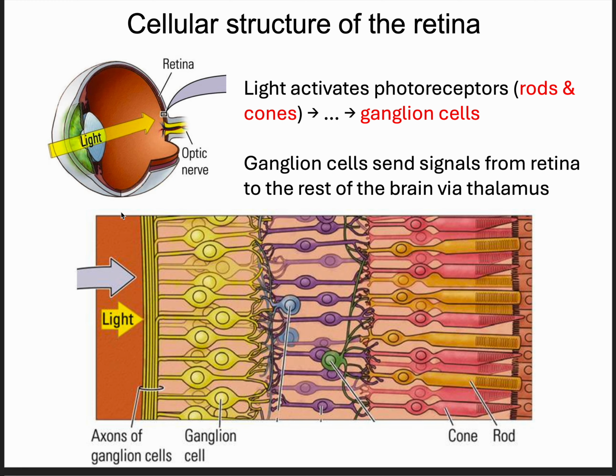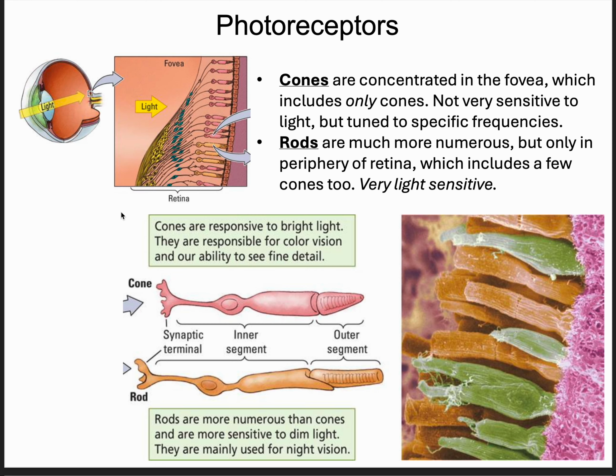Cellular structure of the retina. Light activates photoreceptors, rods and cones, and then ganglion cells. Ganglion cells send signals from the retina to the rest of the brain via the thalamus. Axons of ganglion cells form the optic nerve.